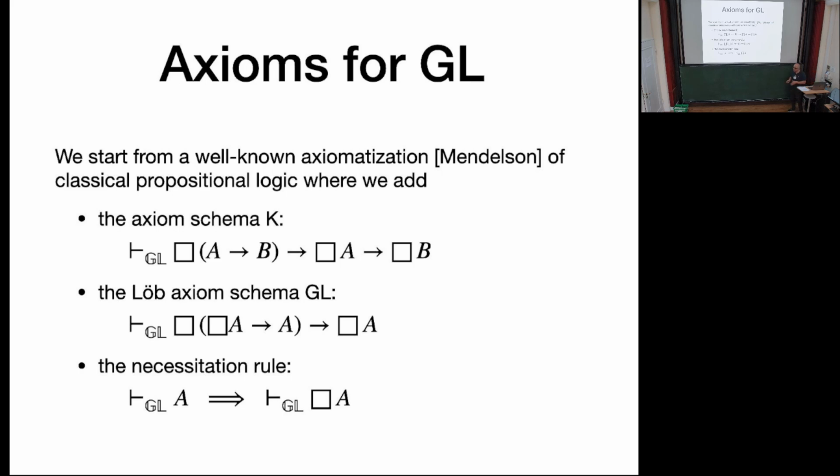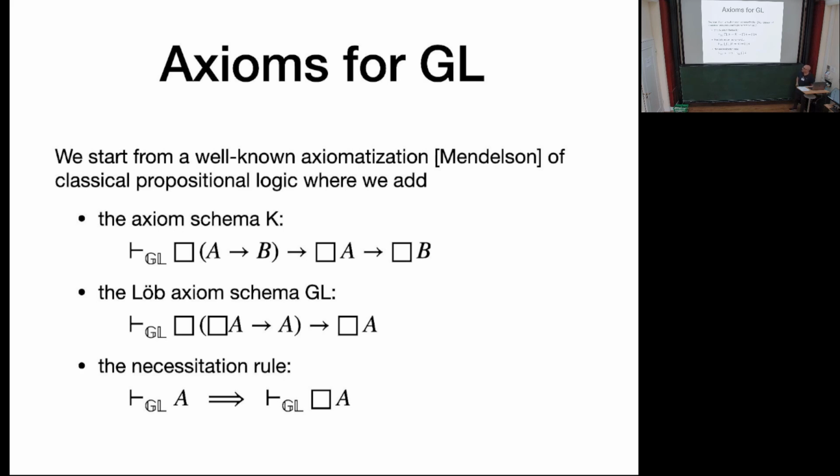Okay, so this is for the semantic part, and now we have the axiomatic part. From the axiomatic point of view, we have the usual axiomatization of classical propositional logic. We use the one that we found in the book of Mendelson, plus some specific axiom schemas for modal logic. The first one is the schema K, which is valid in K and in all normal modal logics, which is a kind of distributivity of box over implication. So box (A implies B) implies (box A implies box B).